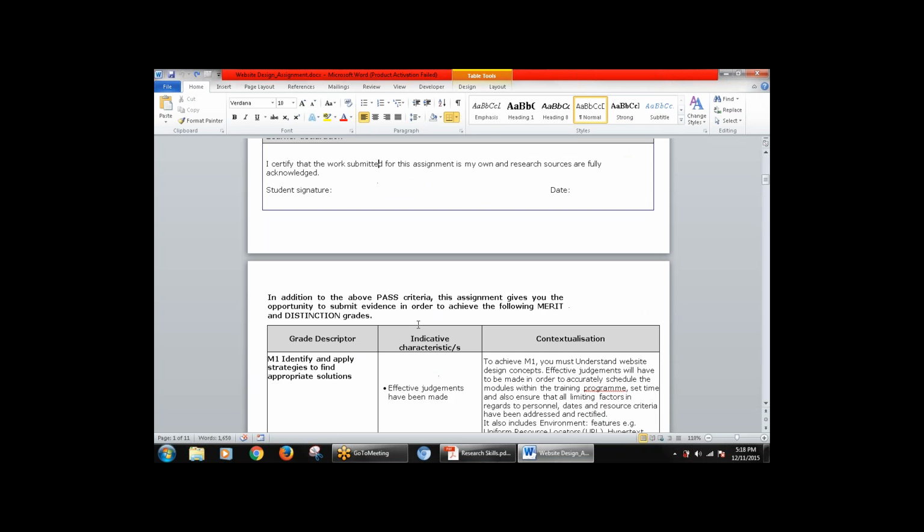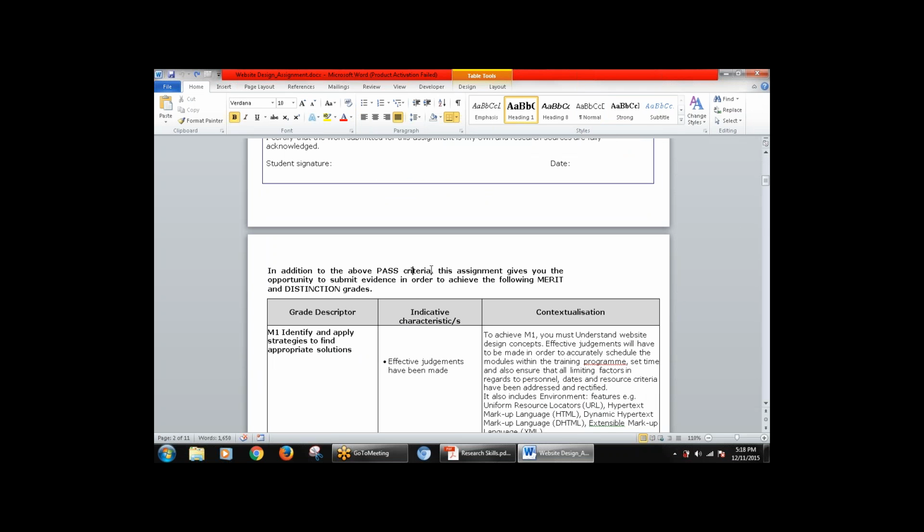Now, the next page: in addition to the pass criteria, this assignment will give you the opportunity to submit in terms of merit or distinction. That is whether you are covering the distinction, whether you are covering the merit, whether you are covering the pass.